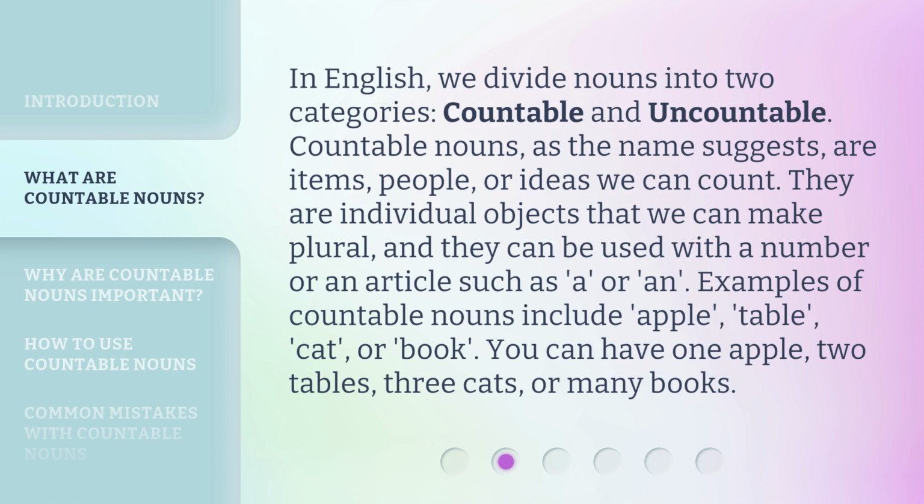In English, we divide nouns into two categories, countable and uncountable. Countable nouns, as the name suggests, are items, people, or ideas we can count. They are individual objects that we can make plural, and they can be used with a number or an article such as a or an. Examples of countable nouns include apple, table, cat, or book. You can have 1 apple, 2 tables, 3 cats, or many books.